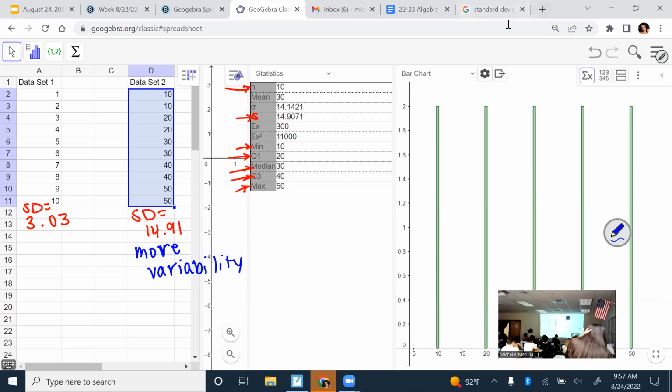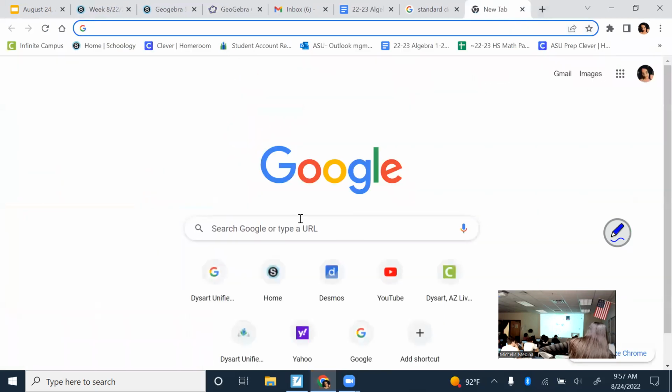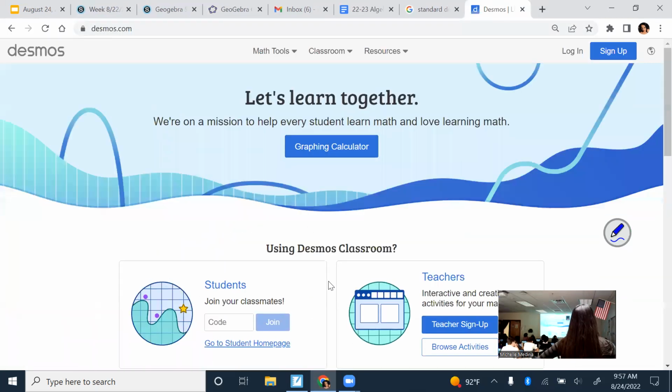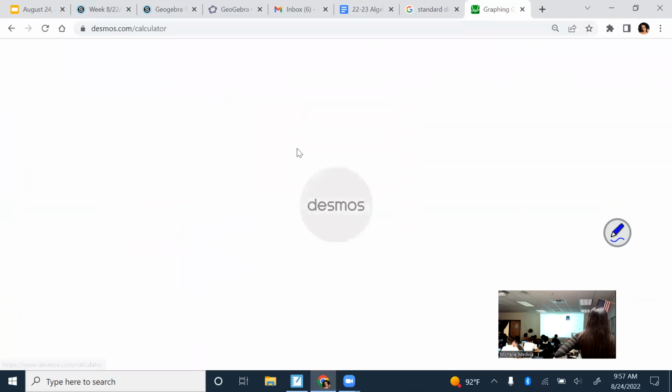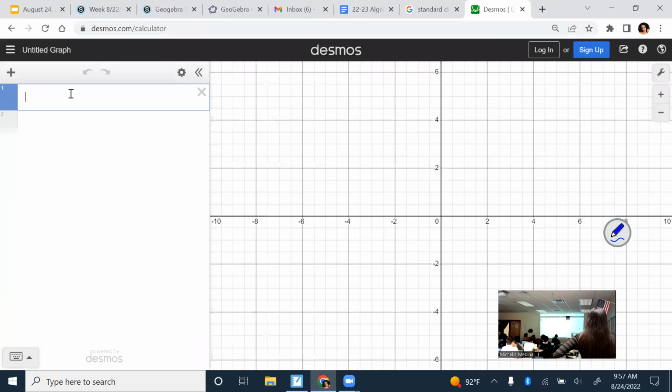I'm also just going to show you on Desmos, because I did find out that you do get to use Desmos on the Illuminate app, which is where you'll be taking your Unit 1 tests. That's where you tested yesterday too. But here's how to do it on Desmos. So pull up Desmos, desmos.com, click on the graphing calculator.